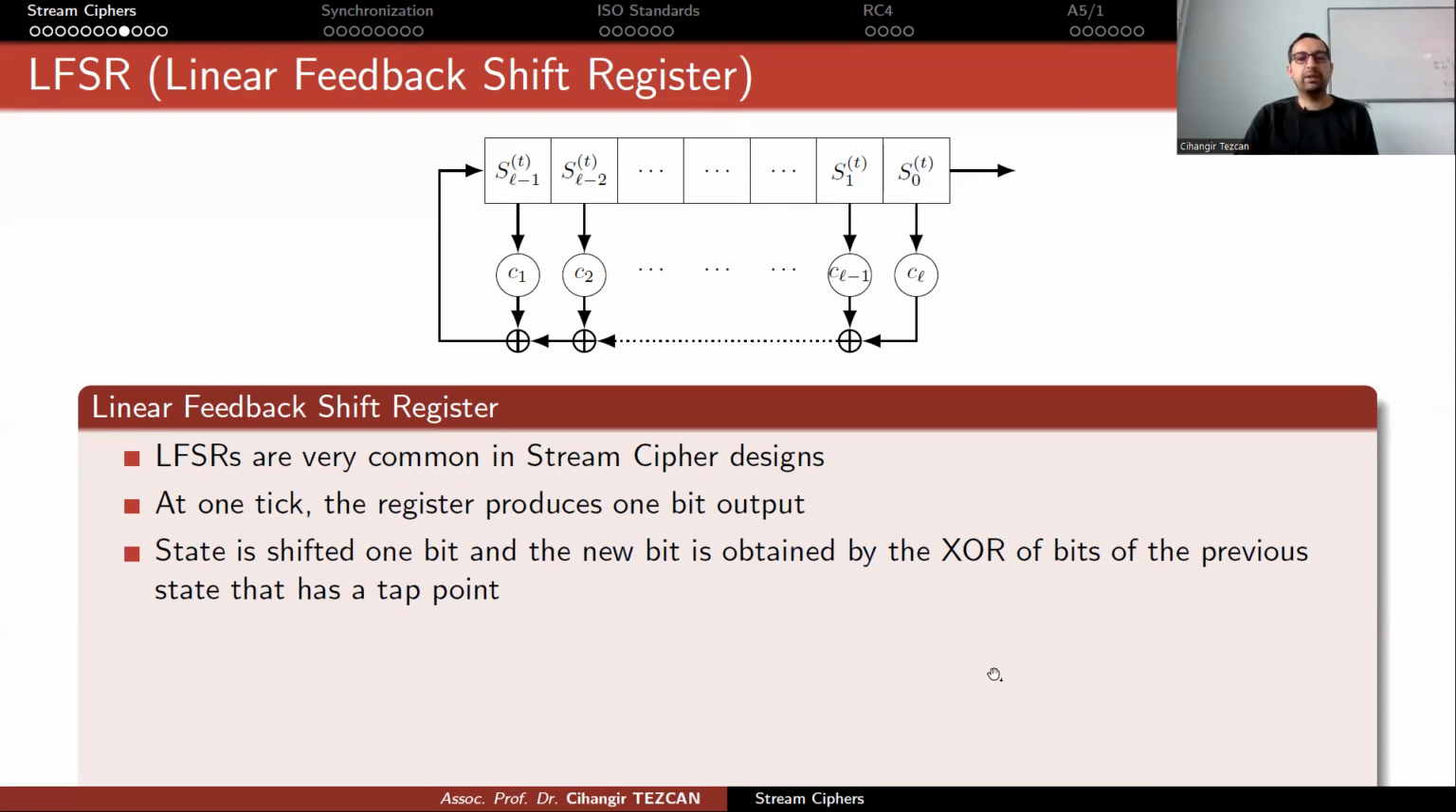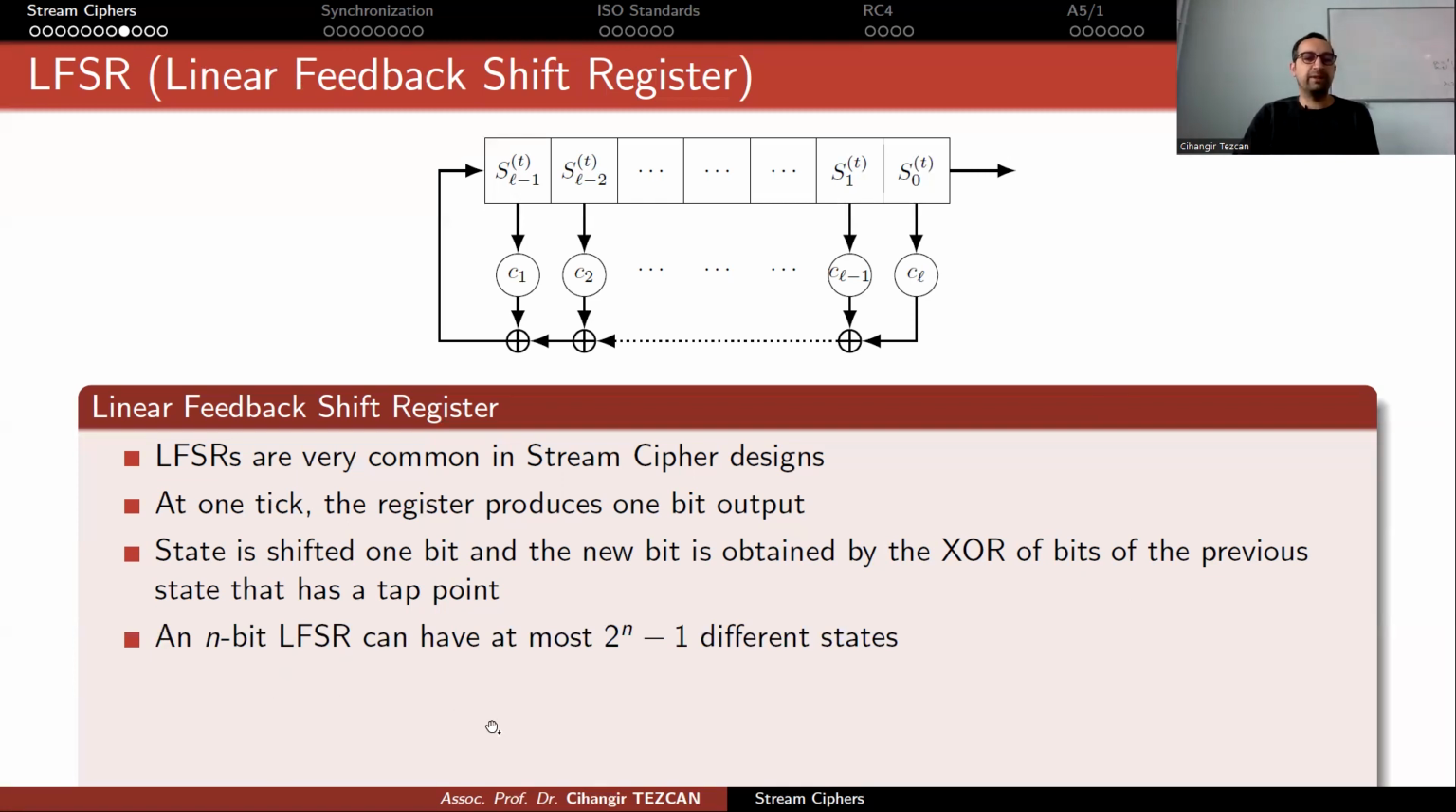So the state is shifted one bit, and the new bit is obtained by the XOR of bits of the previous state that have a tap point. So here are tap points. Assume that maybe we don't have these tap points, but only this one and this one. This means that in the next state, this bit is XORed with this one and becomes the next value when you shift everything to the right.